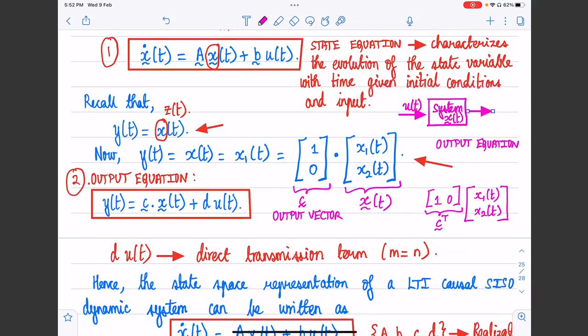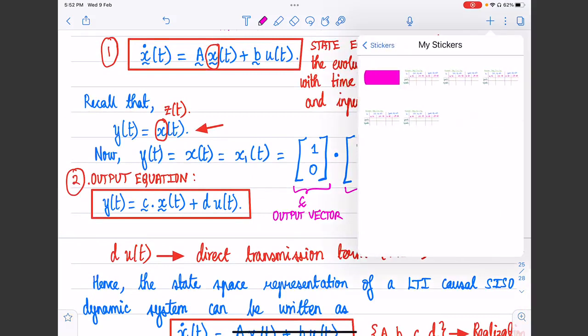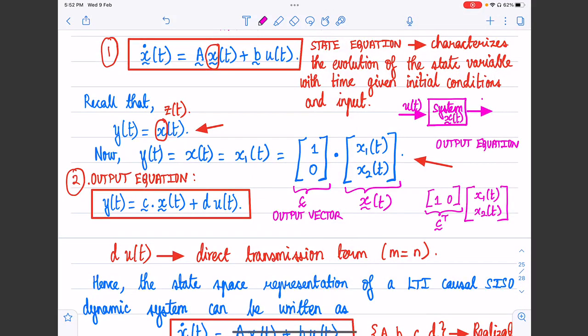So in the state space representation, we have this extra variable x of t, which is internal to the system. We go from the input to the output through the state variable. But if you look at the state equation, it doesn't have the output, does it? So the representation is not complete. The state equation has a relationship only between the state variable and the input. It doesn't have the output variable. That is why we needed this output equation to complete the state space representation.